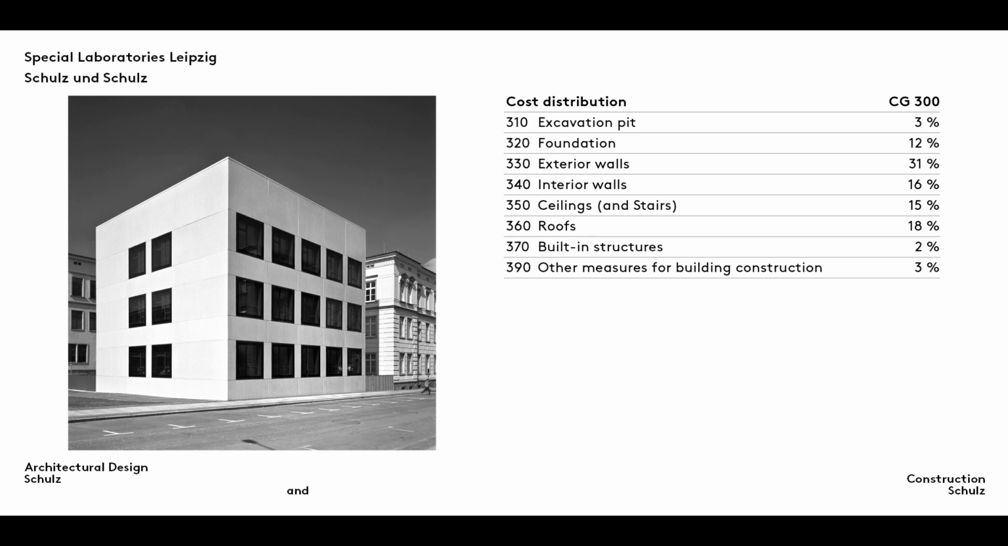It's also interesting to look at the way costs are distributed within Cost Group 300 building structures. Exterior walls is the largest cost group. This is because external walls are the largest element of the building envelope, but also because facades are highly complex and so require significant investment. In fact, facades are the most expensive element of a building per unit area.